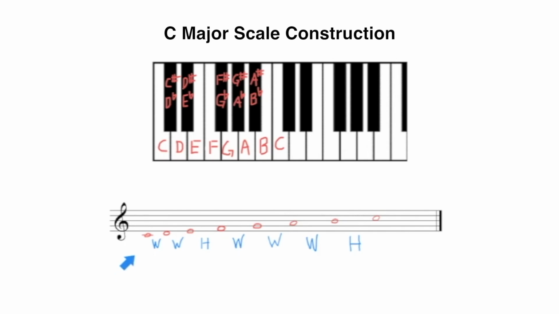Now the C major scale is the only major scale that just uses the white keys on the piano. There are a number of other major scales that will incorporate some combination of white keys and black keys, and we'll check out some of those in the next video.